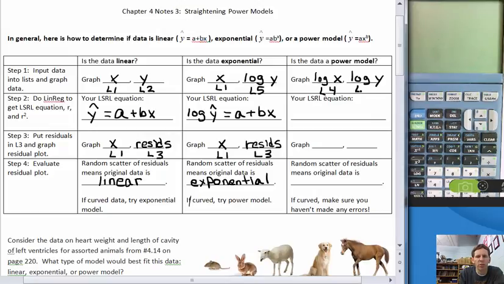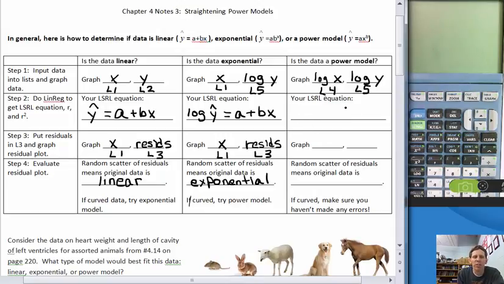The log of the y values should still be in list 5. Now what we've done is we've utilized all the lists. X's and y's are in list 1 and list 2. Residuals I'll always put in list 3. Then I'll put the log of the x values, the log of the L1 values, in list 4. The log of the y values are in list 5.